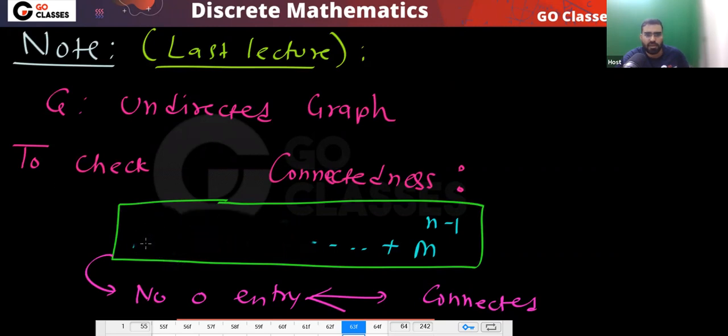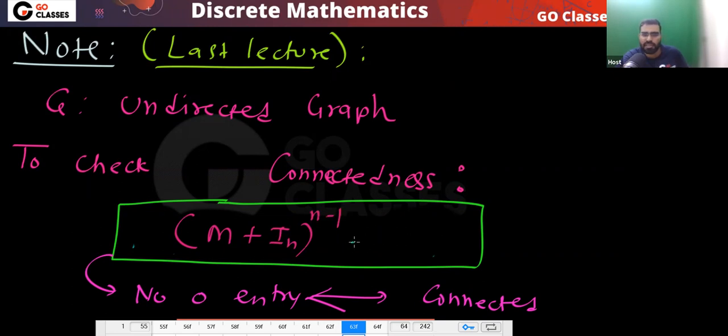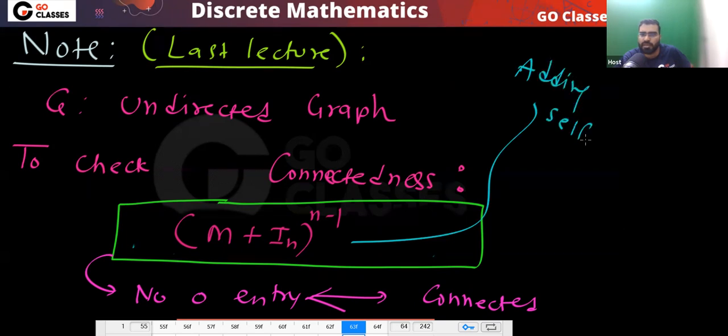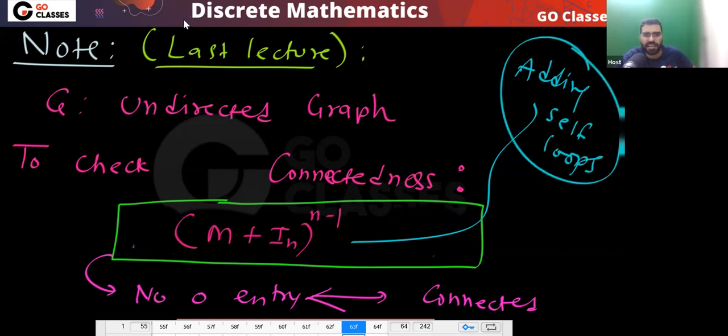So that's it. And there was one more result. What was another method? The other method was (M plus identity matrix) power n minus 1. This was another method: adding self loops. This was an interesting idea, right? I hope you found this a smart idea. Adding self loops will take any walk to a walk of length exactly n minus 1. That is the interesting point.